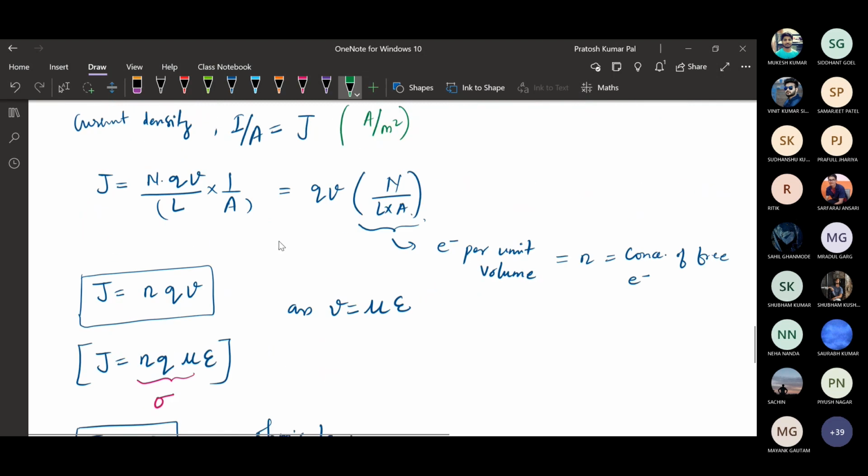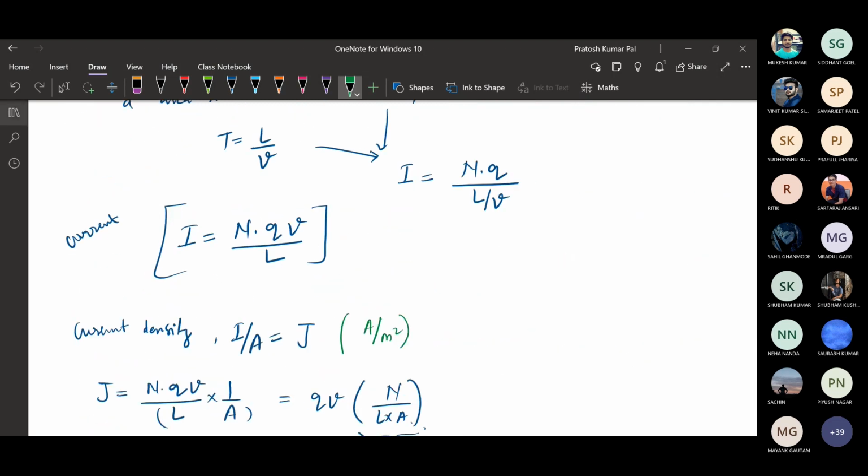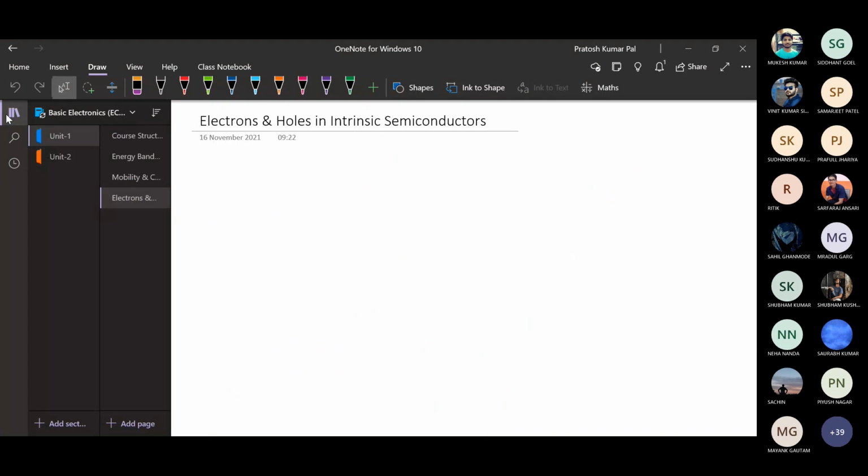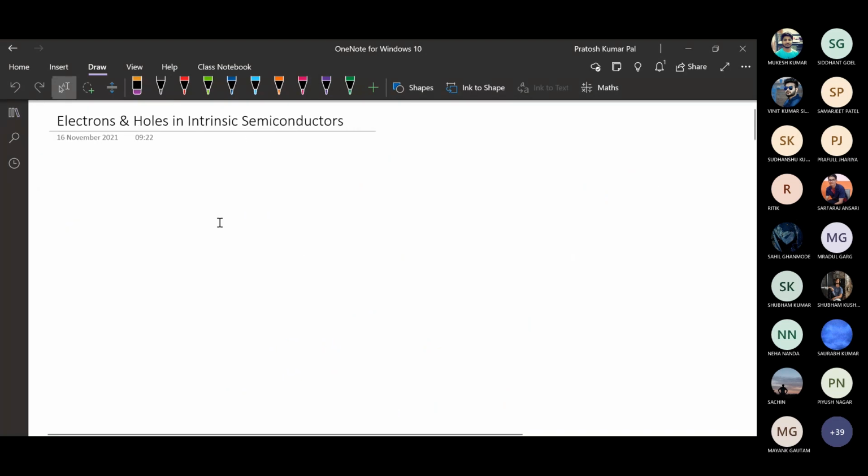So these are the basic terms that are most frequently used in device physics. The next point we will be seeing is the electron and hole concentration in an intrinsic semiconductor. Before going to the doped semiconductor, that is extrinsic semiconductors, we will proceed with electrons and holes, and what is the role of electrons and holes inside an extrinsic semiconductor and also inside an intrinsic semiconductor.